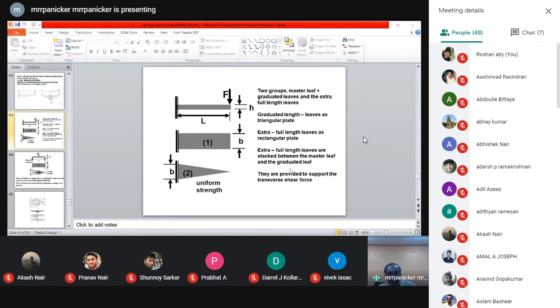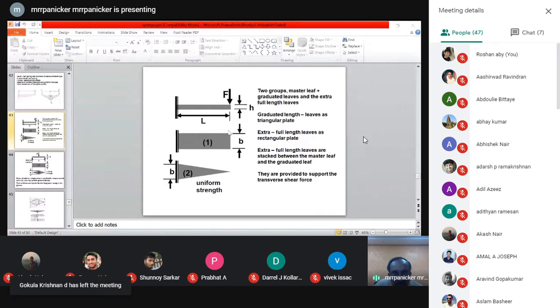Here you can see it is of uniform width, and here it is of variable width. So why uniform? You can save the material. That is one aspect. You know that when the force acts, as the length increases, the bending moment increases. As the bending moment increases, the stress also increases. It will be maximum at the support.